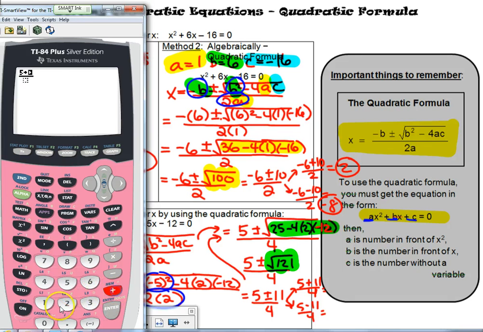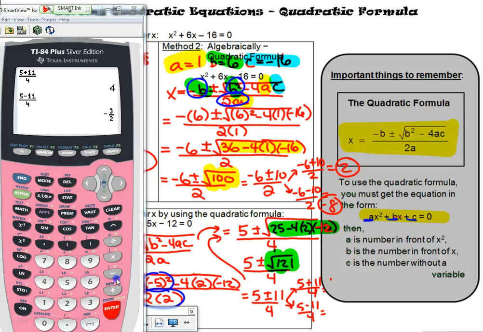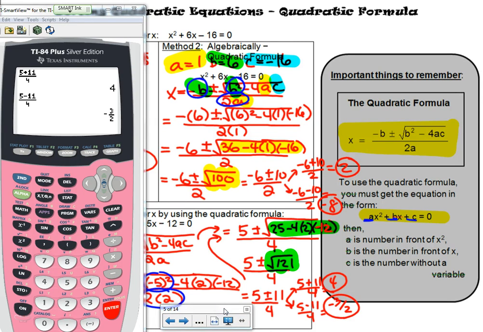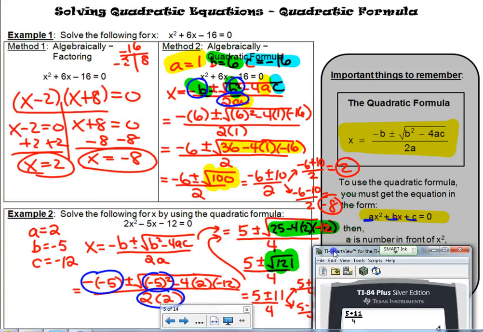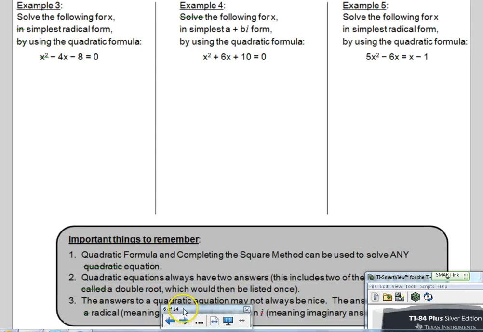All right, 5 plus 11 all over 4. So I get 4 and negative 3 halves as my answers. And these will check out. All right, so these are getting nice answers. Now if we go to the back page, we'll do 3 more together.